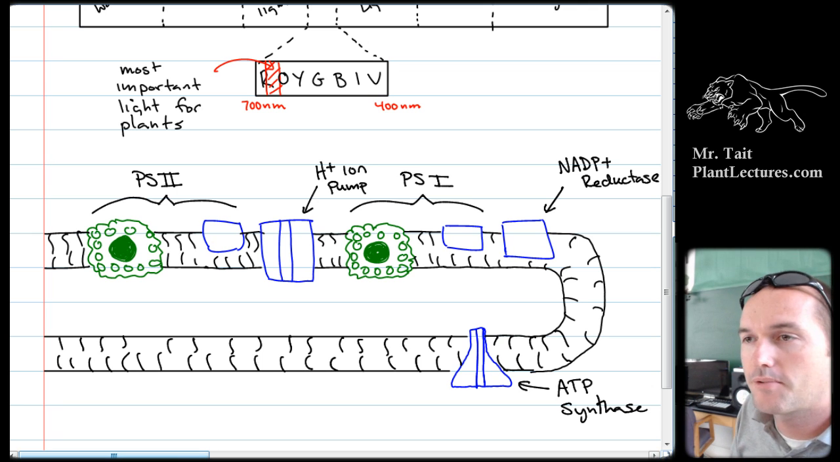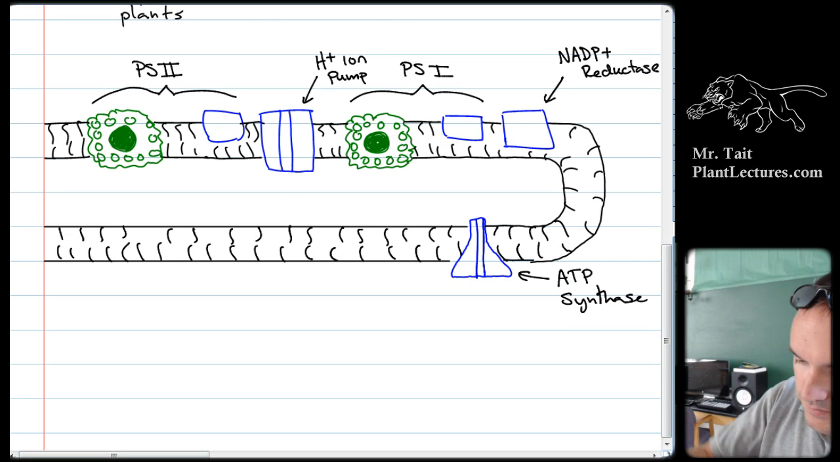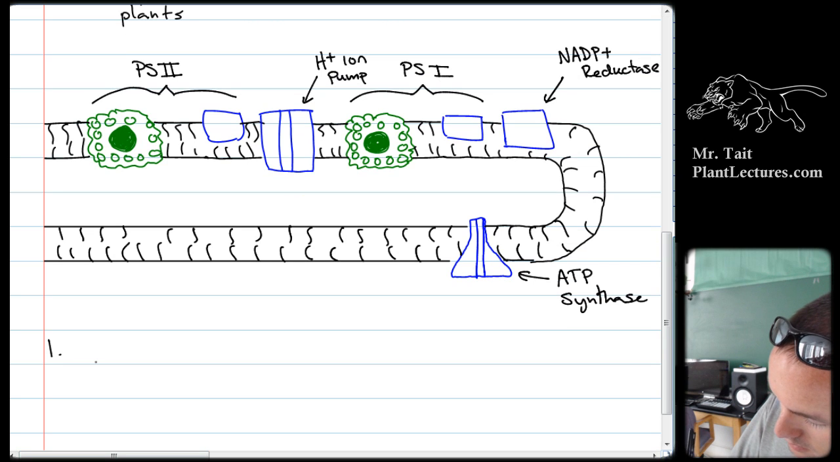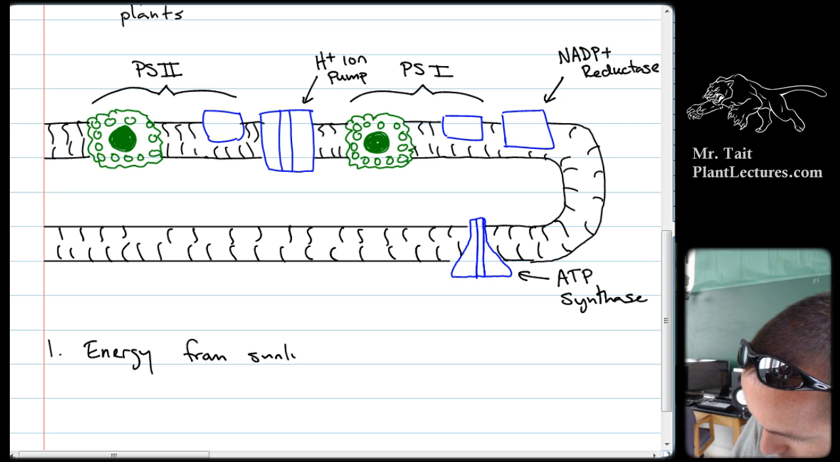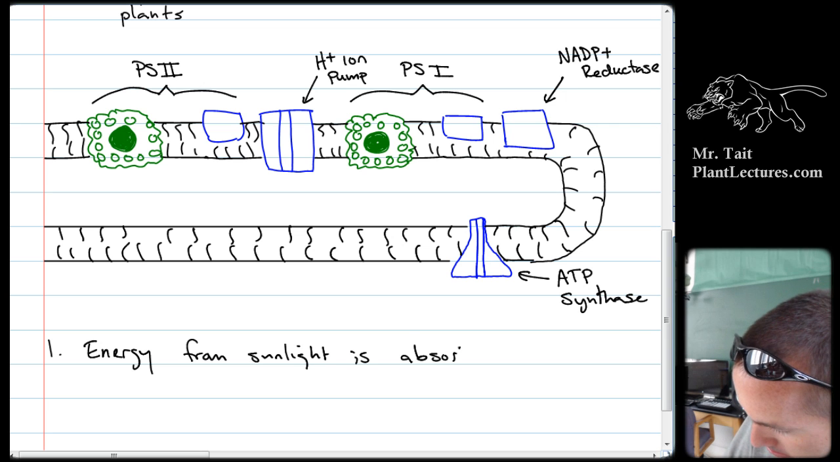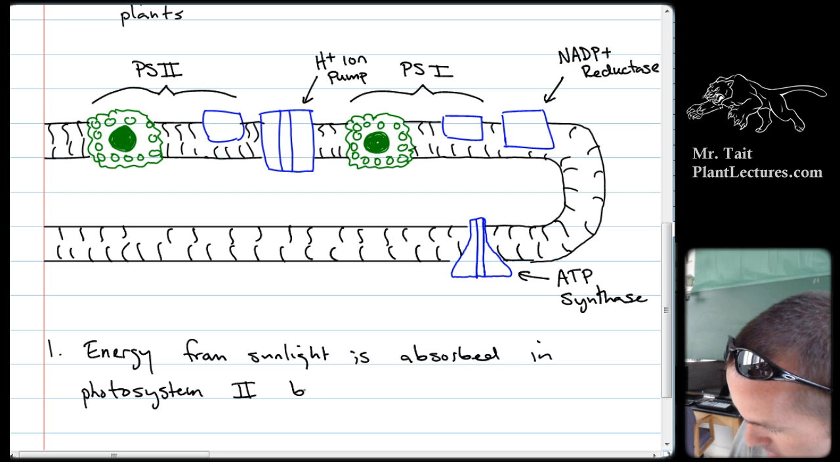All right, you guys ready to learn about the process of the light reactions? Step 1. Energy from sunlight is absorbed in photosystem 2 by pigments.